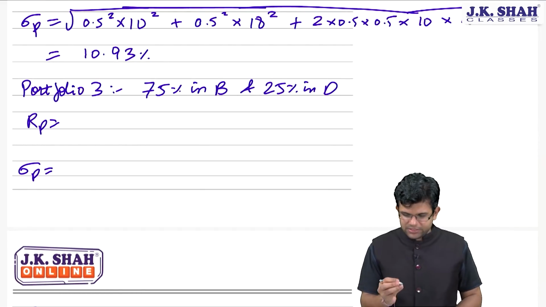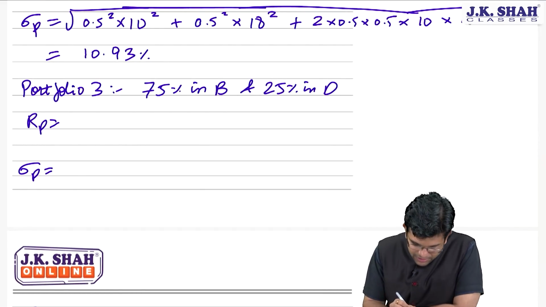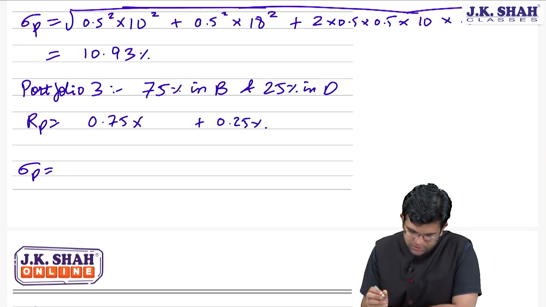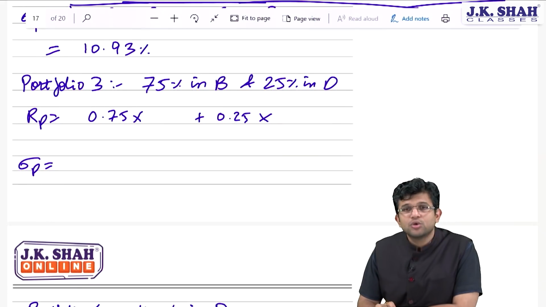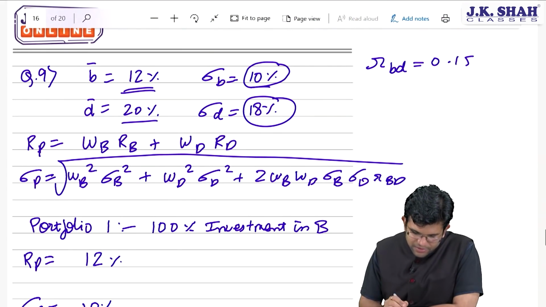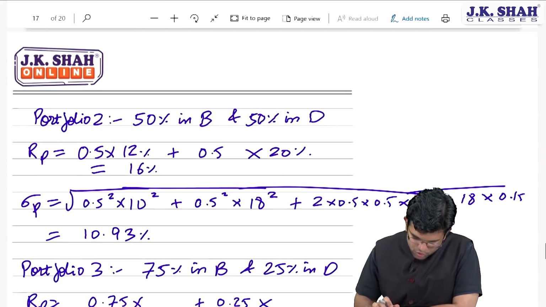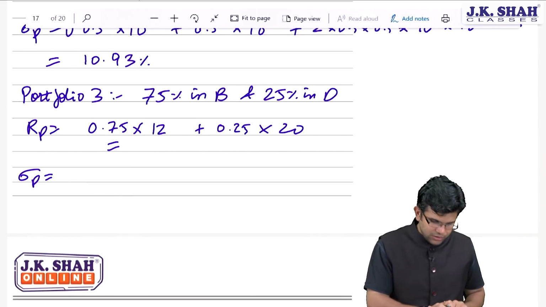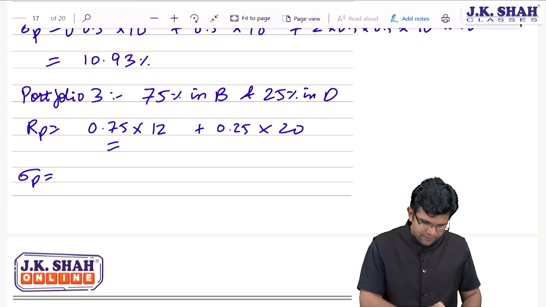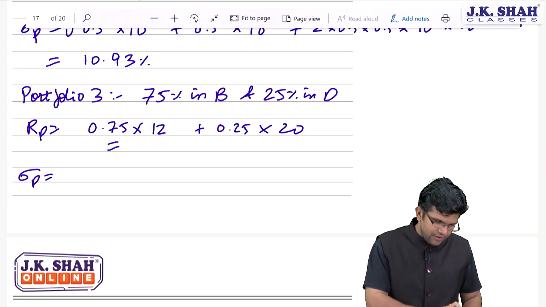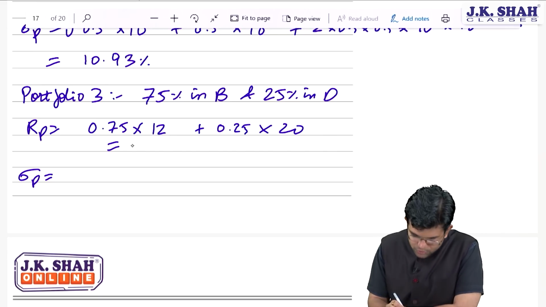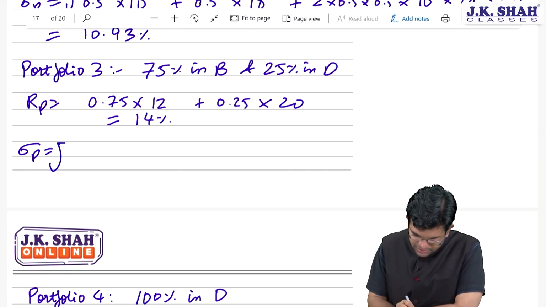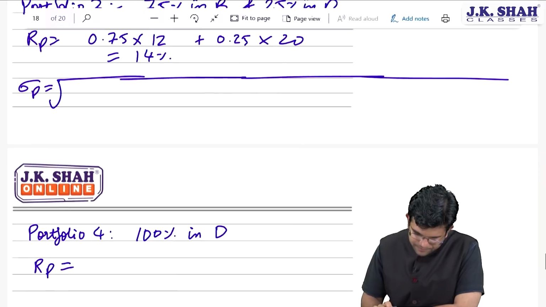Portfolio 3 is 75% in B and 25% in D. So it will be 0.75 into something plus 0.25 into something. Yes. So let's take the numbers, students. If you remember, the B bar is 12, the D bar is 20. So let's do the calculation: 0.75 into 12 M plus 0.25 into 20 M plus, MRC comes to 14% as RP. Very simple. And as far as sigma P is concerned, let's do the calculations.